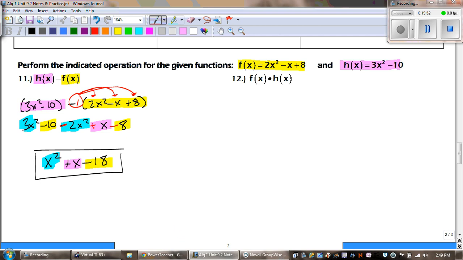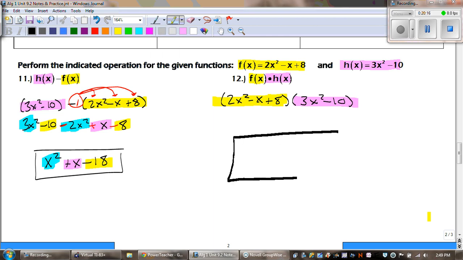Okay, now for 12. 12, it shows that we're multiplying. And you're multiplying the 2x squared minus x plus 8 and you're timesing that by 3x squared minus 10, okay? Because that's the pink times the yellow. Okay, and remember, you can set this up however you want to. If you want to do the box method, okay, or if you just want to distribute, however you want to do it. Okay, go ahead and pause the video, and good luck.